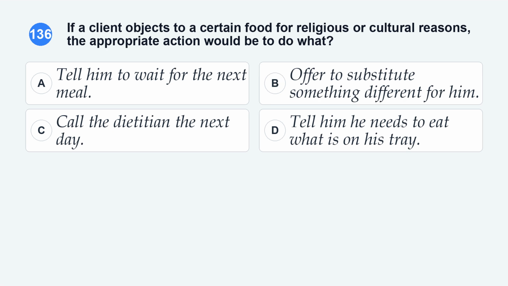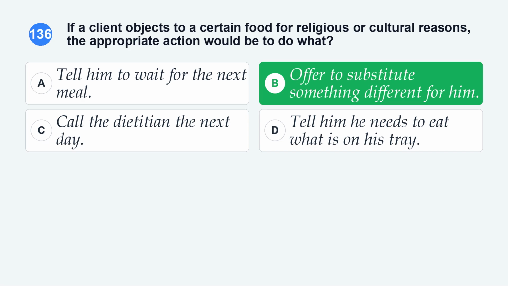Question 136. If a client objects to a certain food for religious or cultural reasons, the appropriate action would be to do what? Option A. Tell him to wait for the next meal. Option B. Offer to substitute something different for him. Option C. Call the dietitian the next day. Option D. Tell him he needs to eat what is on his tray.